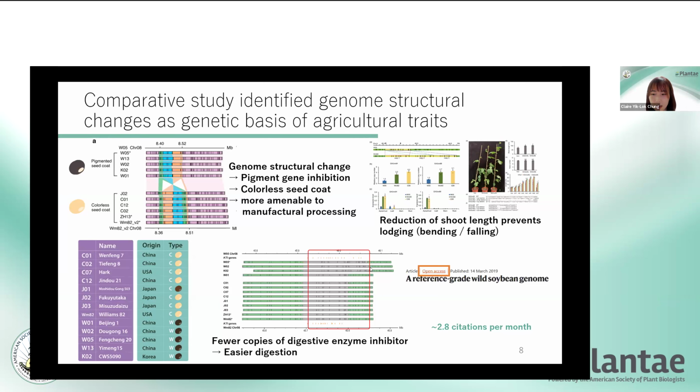Also, further studies led to the discovery of the loss of the relevant DNA fragments in cultivated soybeans, which prevents the plants from growing too long or bending easily. When the plants are straighter and stouter, they can be harvested more easily.